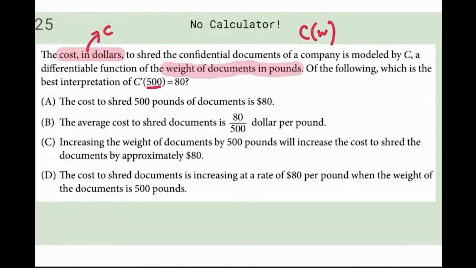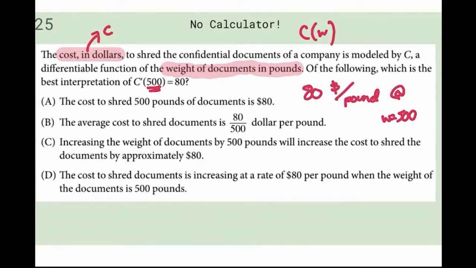Of the following, which is the best interpretation of C prime of 500 is equal to 80? I'm just going to look at the units first, just because that's kind of how I do it. So it's going to be 80, and it's the units of Y, which is cost, which is dollars. So it's going to be dollars per whatever this is here. The units for weight is pounds, so it's going to be dollars per pound. And then it's at a specific instance at 500 pounds. You could write that down if you want, so at W equals 500 pounds. But that's what that's representing. So this is the instantaneous rate at 500 pounds of the cost to shred confidential documents.